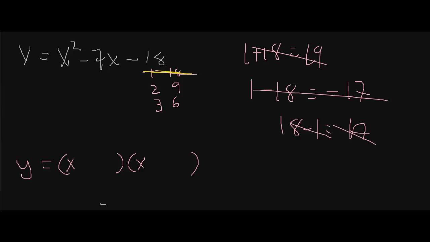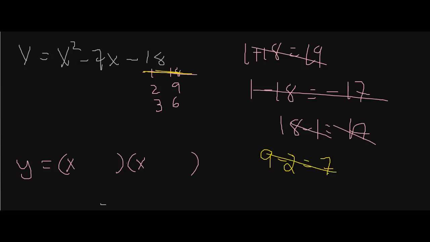Well, let's go over to the next one, the 2 and the 9. So what can we do with the 2 and the 9 to get a negative 7? Well, think about it. Let's think this through. What if you tried 9 minus 2? Well, 9 minus 2 is 7, but this is a problem because we want to get negative 7.